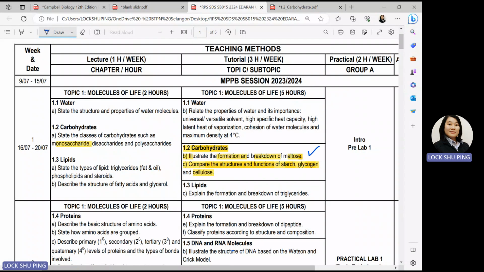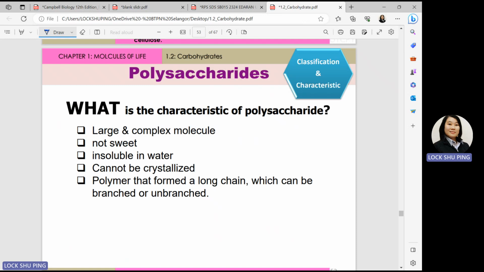Okay, so now we're going to continue with the third and last part of our discussion on carbohydrates, which is video number 3, the comparison of the structure and function of starch, glycogen, and cellulose. These three are not the most complex, but they are considered macromolecules, the complex molecules found in carbohydrates.